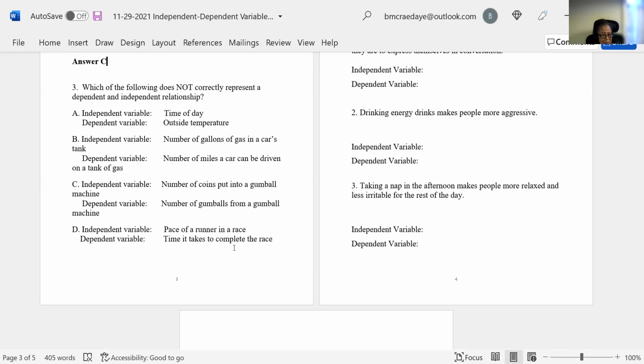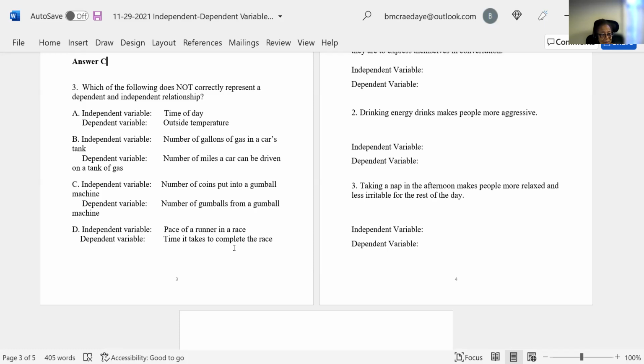D is the pace of a runner in a race, and the time it takes to complete the race. Is that a good independent-dependent relationship? It doesn't look so to me. Why? Because it sounds funny, pace of a runner in a race, time it takes to complete the race. Think about the marathon.